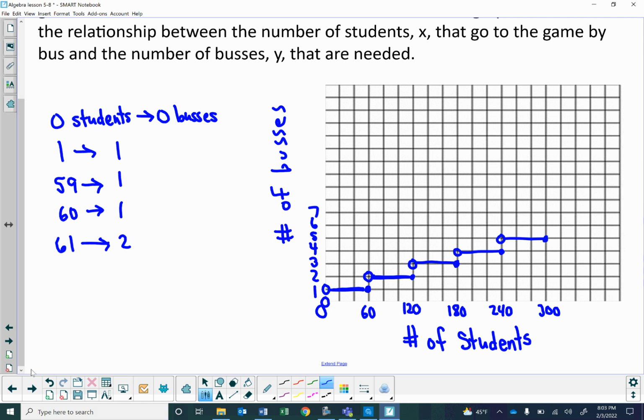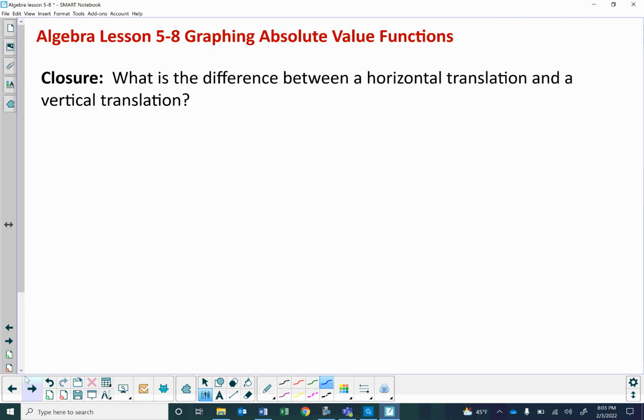All right, our closure question for this lesson. What is the difference between a horizontal translation and a vertical translation? In other words, a horizontal translation moves the graph how? A vertical translation moves the graph how? Okay, that's what I want you to answer.